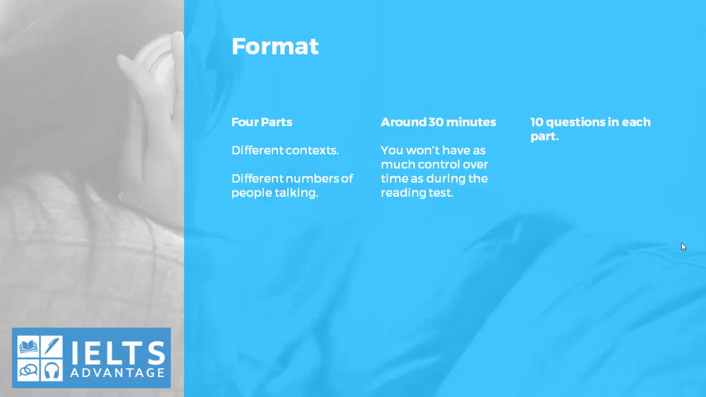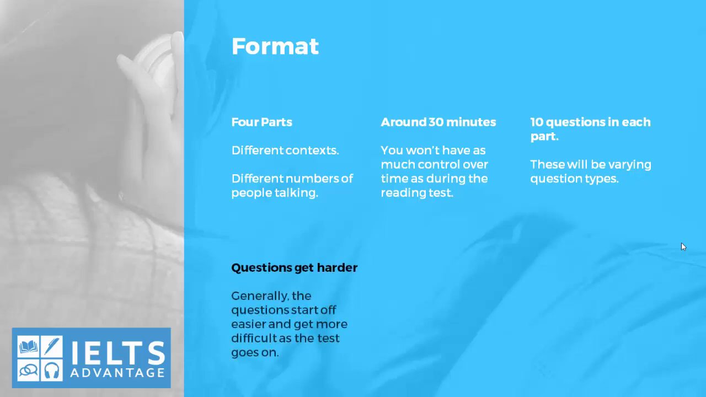There'll be 10 questions in each part, so 4 parts, 10 questions in each, so 40 questions altogether. And these will be varying question types, so there are many different types of question, and we'll be looking at that in just a minute. The questions get harder, so generally the questions start off easier and get more difficult as the test goes on, and we need to think about that. We'll look at that in just a minute.